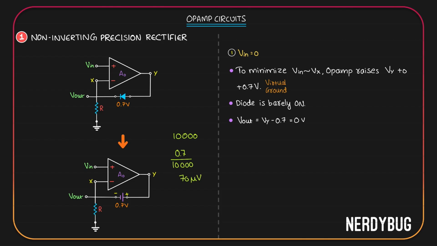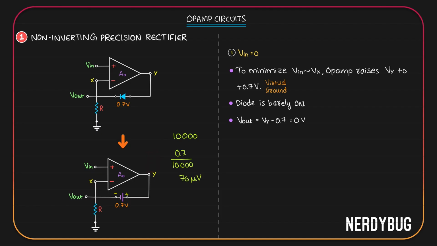When virtual ground condition is satisfied, potential at this terminal and potential at this terminal are not equal. They are approximately equal. The difference between them is very small but not 0. 70 microvolt is a very small value. It is 0.00007. So that much difference between the inputs is enough for the op-amp to create 0.7 volt at the output.